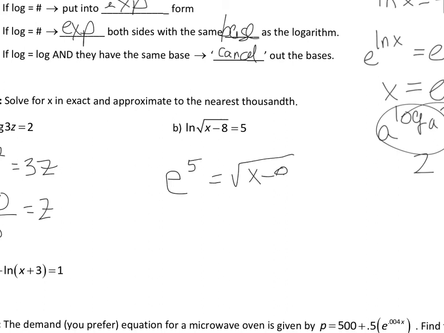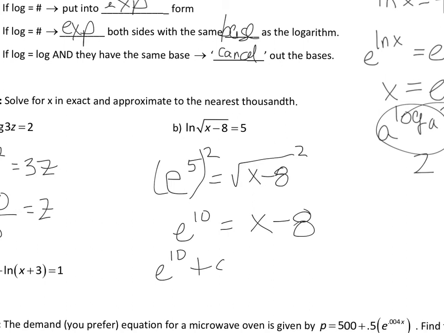minus 8. And to solve for x, we're going to square both sides. Square this, that would be multiplying those exponents, that would give you e to the 10th. The root and the square cancel, so you're left with the radicand, the number underneath the radical, which is x minus 8. Add over 8 to the other side, and you have e to the 10th plus 8 equals x.